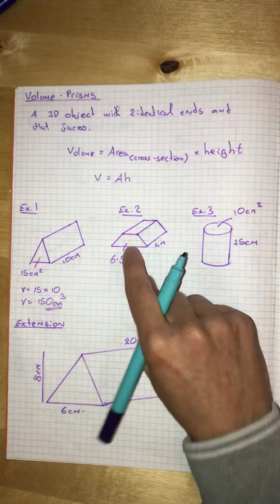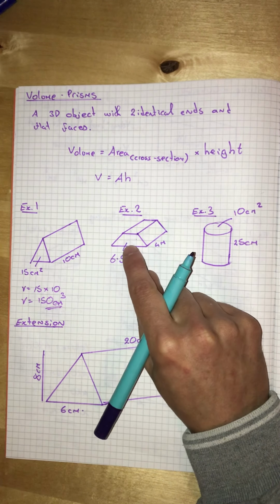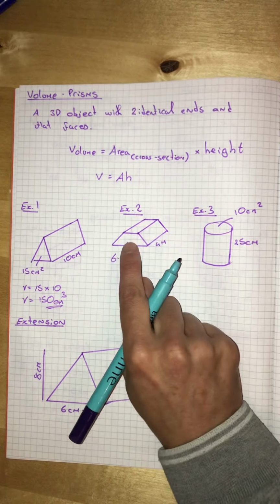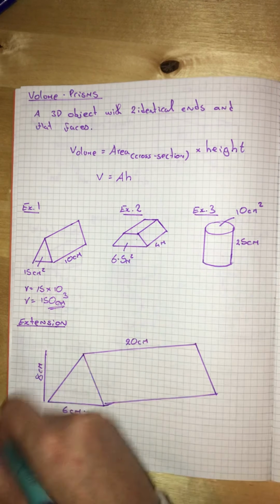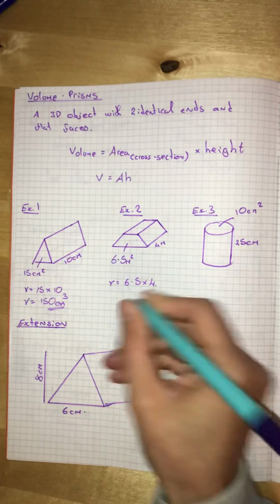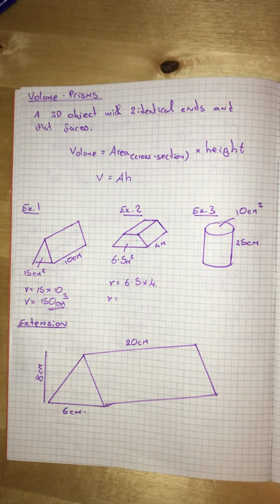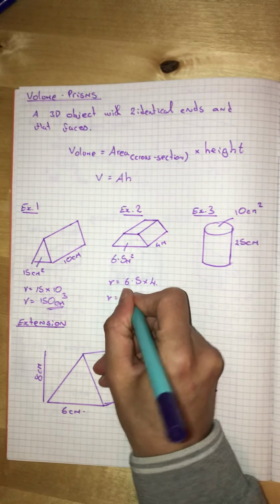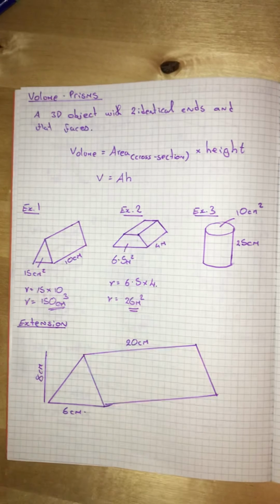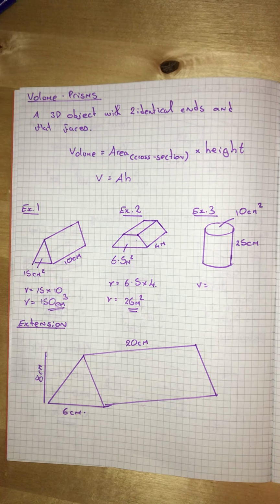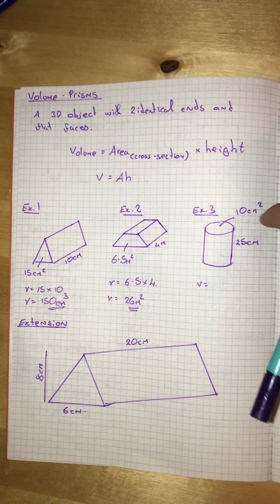Okay, so this is the one like the chocolate that wasn't a trapezium, the Toblerone. It was a Swiss chocolate one in the video. We know the area of the cross section, which is a trapezium, and we know the length of it. So volume equals 6.5 times 4, which is going to give us 4 times 6 is 24, 4 times 0.5 is 2, so it's going to be 26 meters squared.